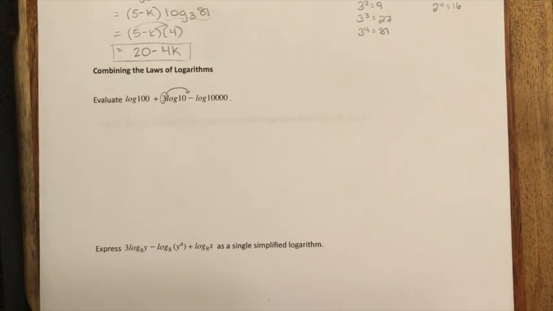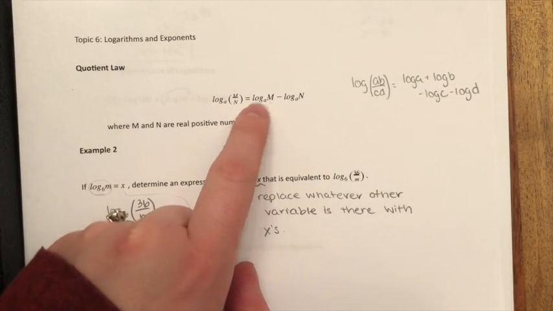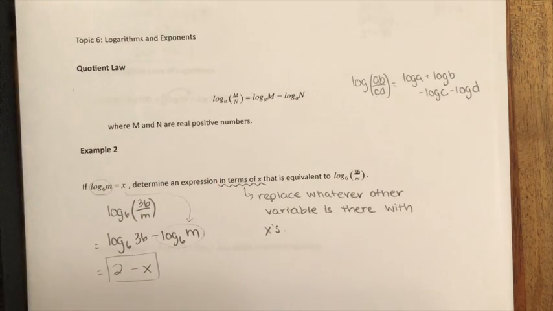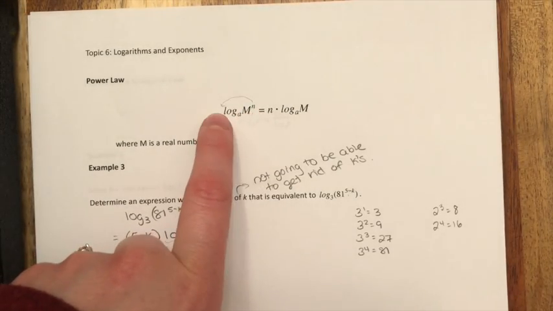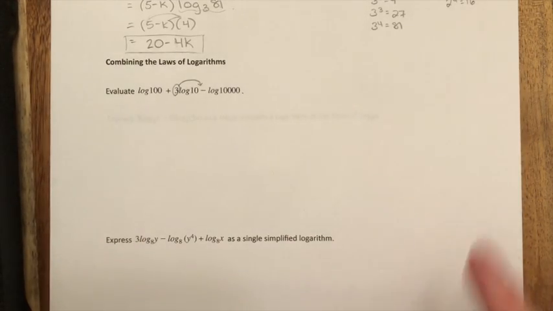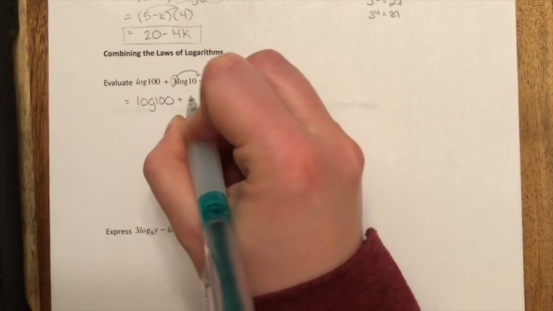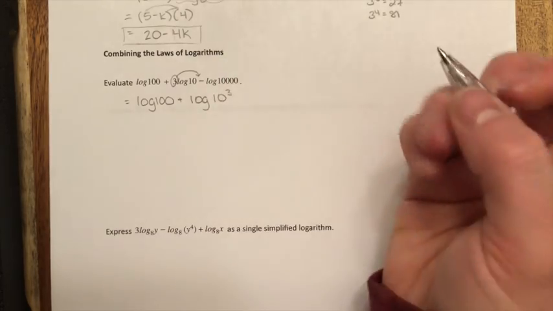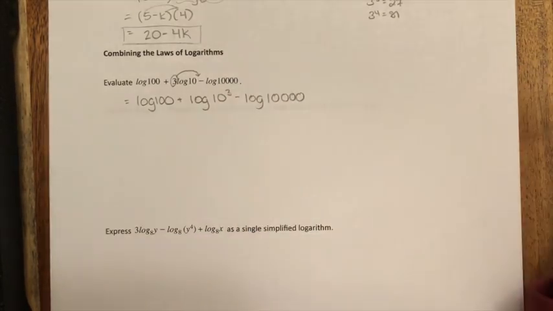So if we look back at these guys, these logs don't have any coefficients in front of them. There's no number multiplying the log, and we can't use these rules if there is, okay? So if there is, we have to use this guy first and get rid of the number in front by making it an exponent and then simplifying. Okay, so that's the first thing that I'm going to do. So I'm going to say, okay, this is still log 100 plus log 10 cubed, right? Because that 3 is going to go up and be an exponent on the argument, minus log of 10,000.